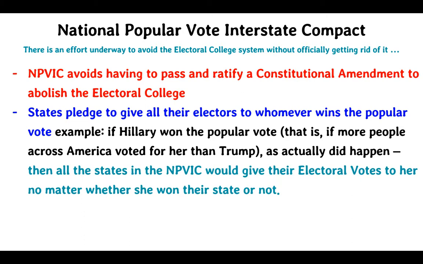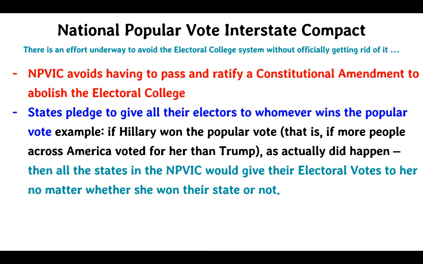I know that's a little confusing, because right now, under a winner-take-all system, whoever wins that state gets all of the Electoral College votes. Like Mississippi: Trump won Mississippi, so he got all their Electoral College votes. Well, if Mississippi was part of the NPVIC, then they would instead give their Electoral College votes to Hillary, because she actually won more people.